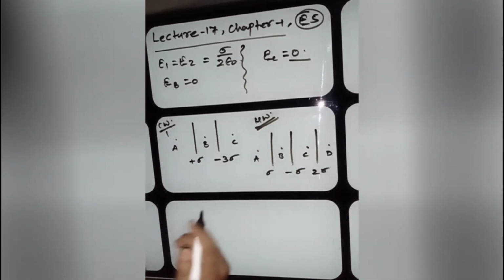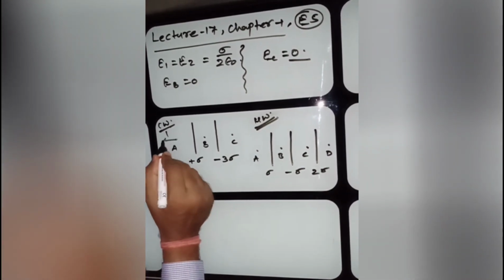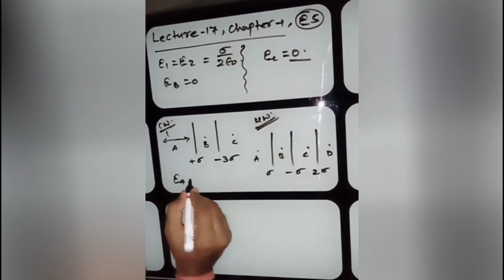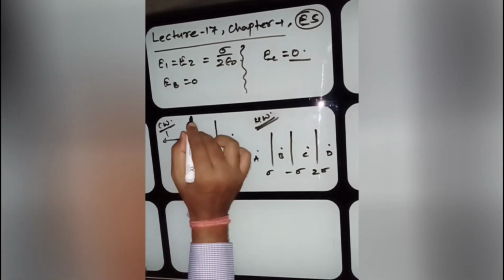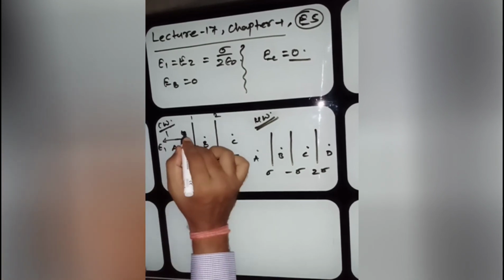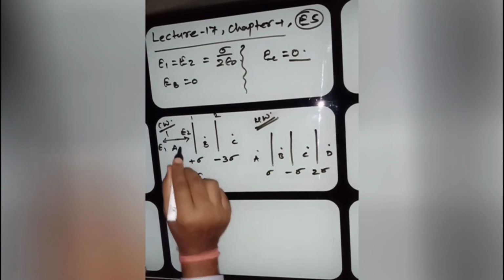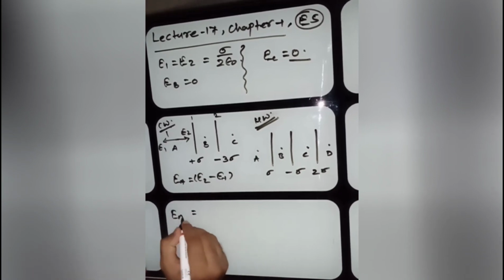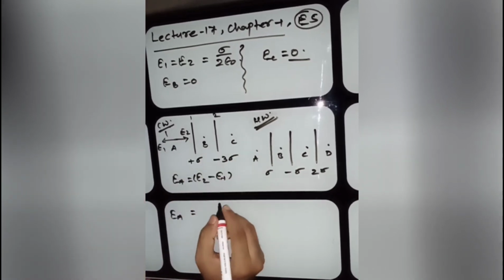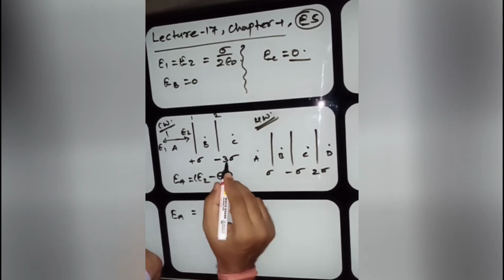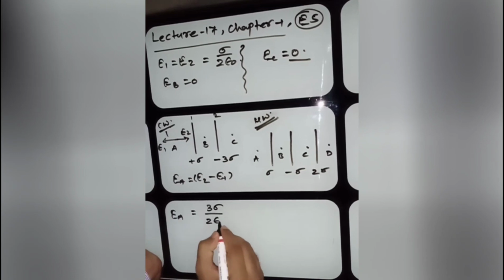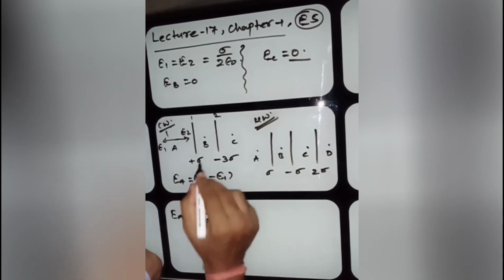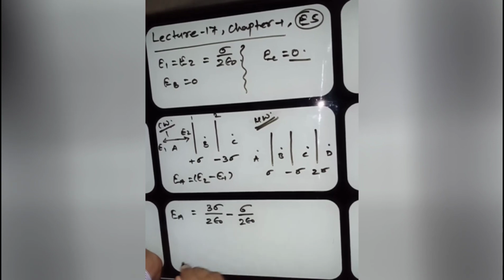Okay, now I'm solving this question. Here at point A, due to the positive plate, the electric field will be in this direction. Due to the negative plate, the electric field will be in this direction. So the electric field at A is due to plate 1 and plate 2, E1 and E2. E2 is in the positive direction. So EA equals E2, which is sigma by 2 epsilon naught, and the sigma is 3 sigma, so 3 sigma by 2 epsilon naught, minus E1, due to this one, sigma by 2 epsilon naught.